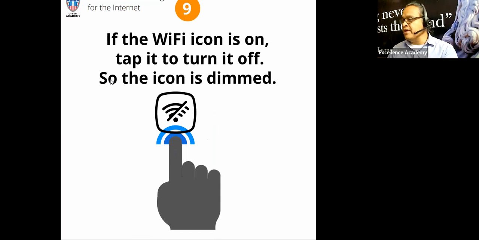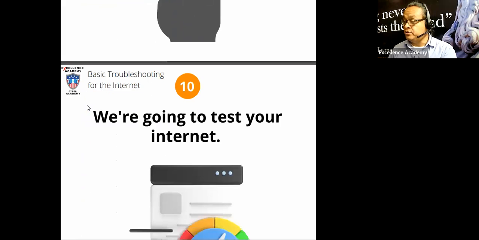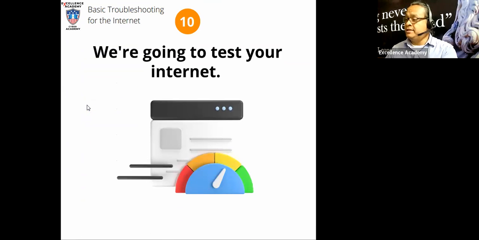Number nine, if the Wi-Fi icon is on, tap it to turn it off so the icon is dimmed. We need to be able to give instructions to the customer on what to do, like certain language that we need to use, like tap, turn on, turn off. Different language that the customer will need to understand, because you need to give them instructions. Number ten, we're going to test your internet.